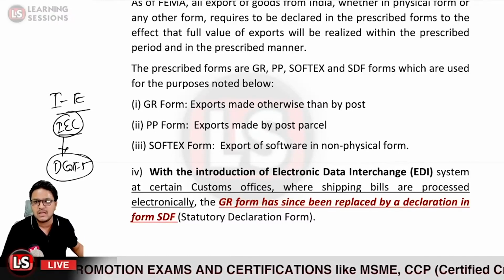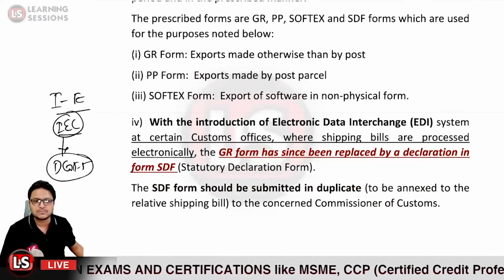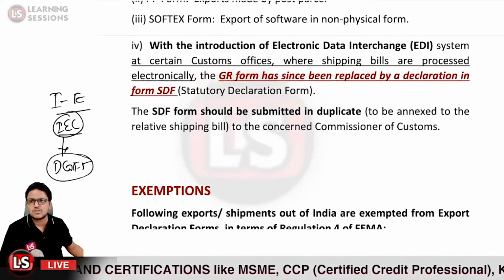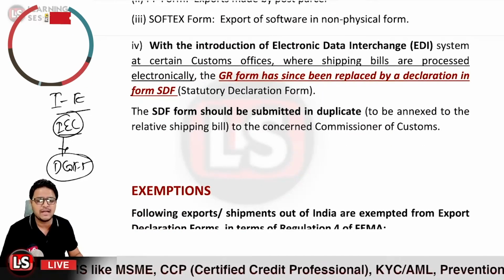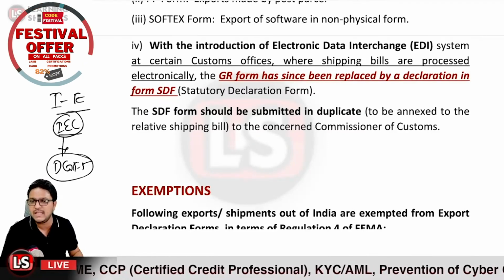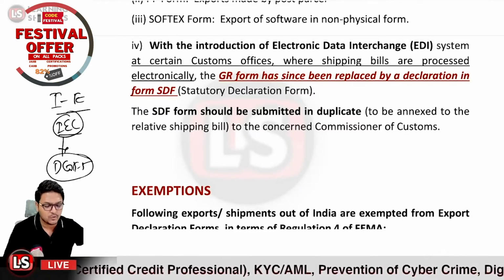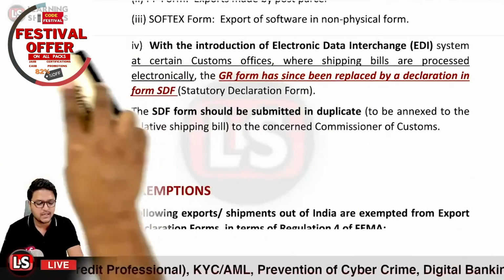Is that clear? After this, it is related to the exemptions. Now there are some exemptions related to the EDFs. So there are EDFs, that is the declaration forms, that you need to declare.